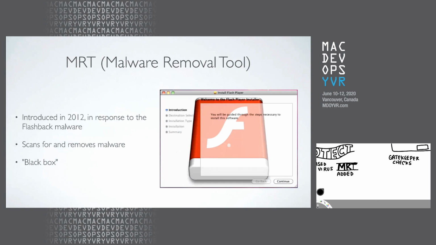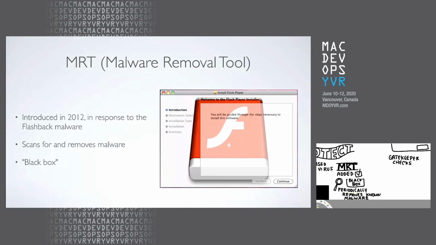So thus MRT was born, and it's a little bit of a black box. We don't really understand what's going on inside. But we have some ideas. We know that it scans periodically. We don't really understand exactly when, but it scans at a variety of different times, and it looks at your hard drive, and it removes any known malware from your hard drive. So this goes a little step beyond XProtect, which simply prevents you from opening. This actually goes through and proactively looks for malware and deletes it. So that's another really good utility.